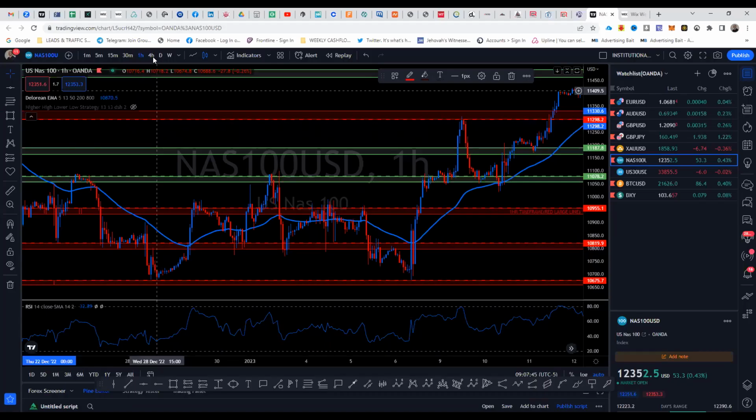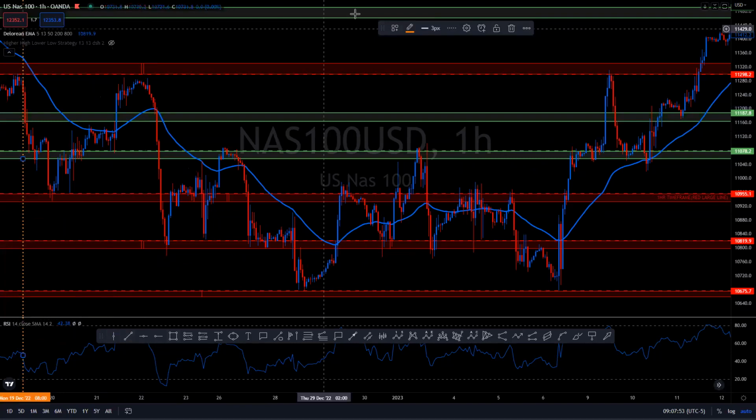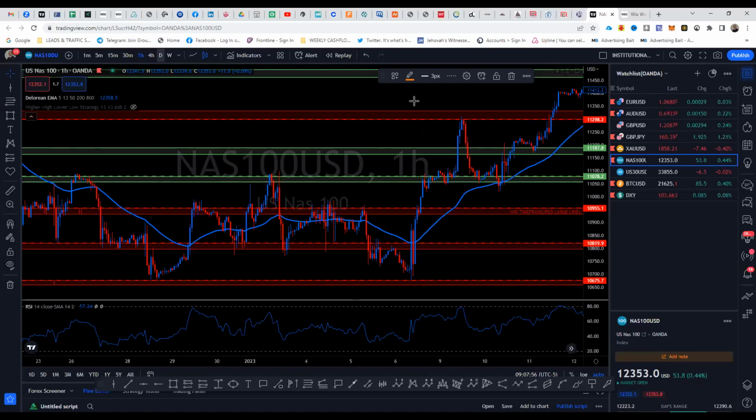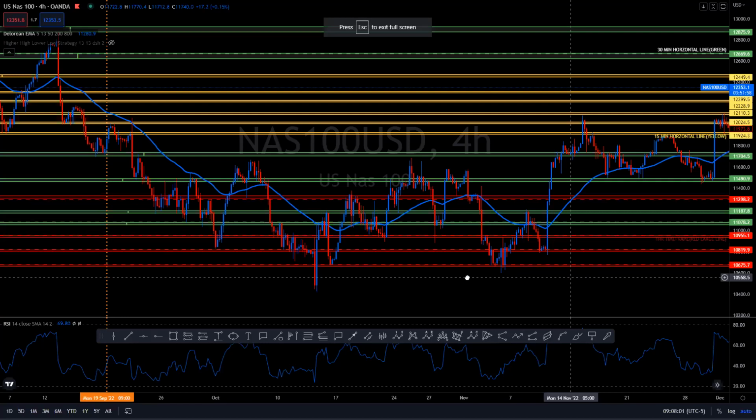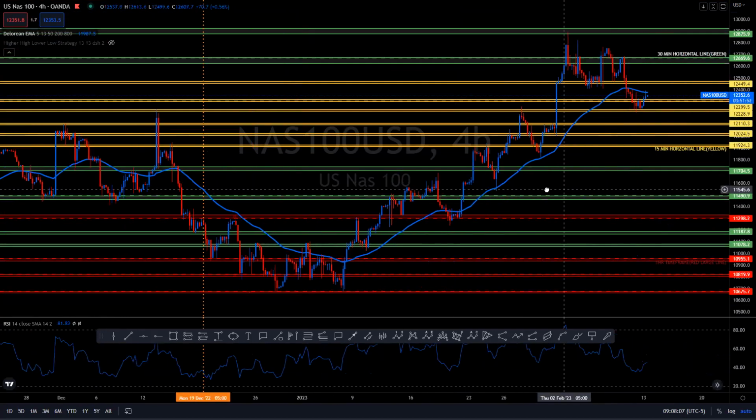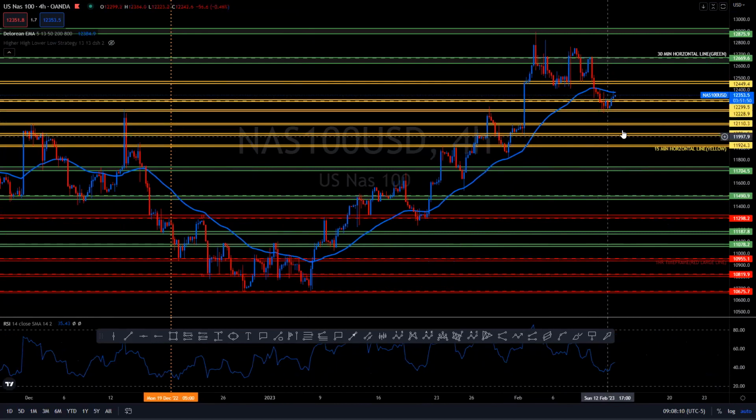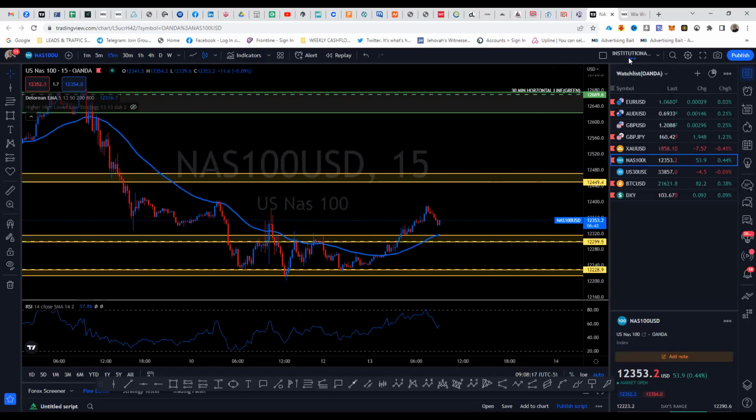So now we'll move on to the 4 hour. Now the 4 hour time frame, this is where price is at here. So now what we're going to do is just go back to the 15-minute time frame and see what price is looking like. So this is what price is looking like.